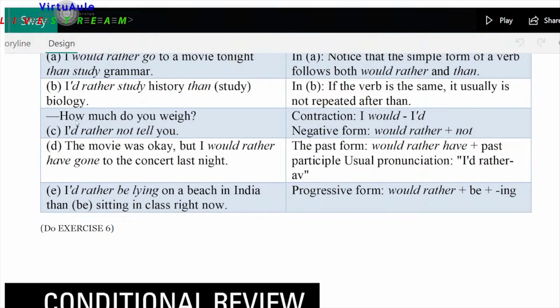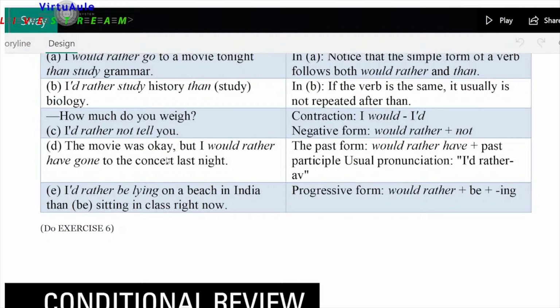Then the next example, how much do you weigh? C, I'd rather not tell you. The contraction I'd is I would. The negative form is would rather plus not. So I would rather not tell you.